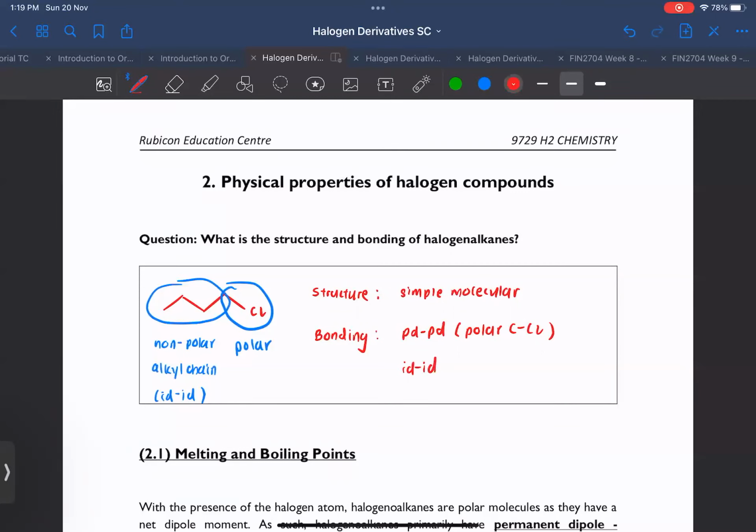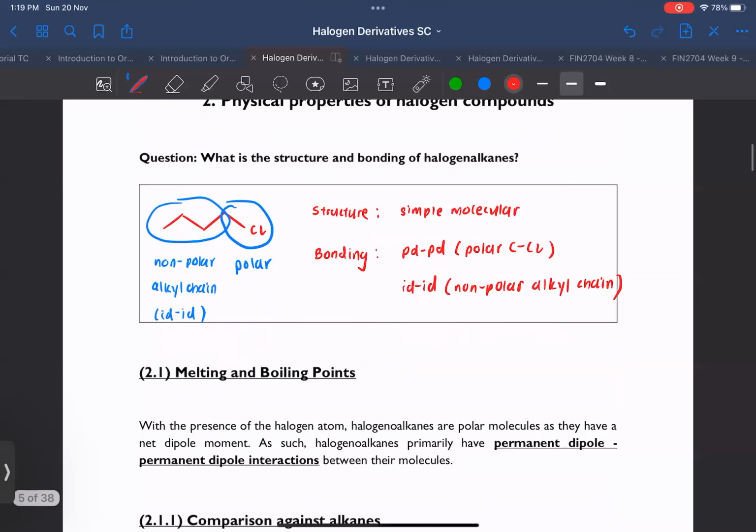You must acknowledge this now, because later on we'll look at some questions where you might choose PD-PD sometimes, but other times you might choose ID-ID. It really depends. But write both of these down and specify what is responsible for each intermolecular force. Okay, with that, we can just move on to some very typical chemical bonding questions.